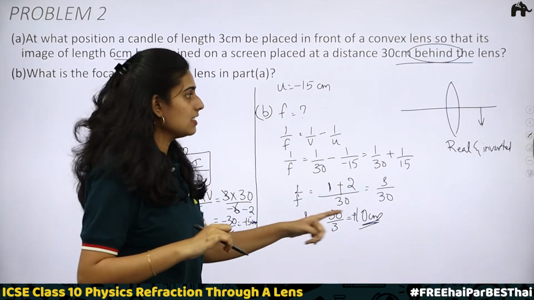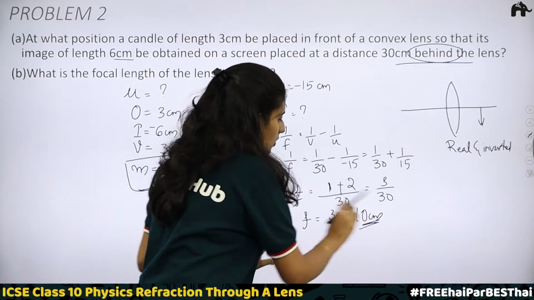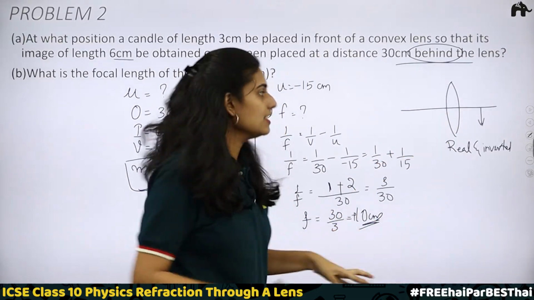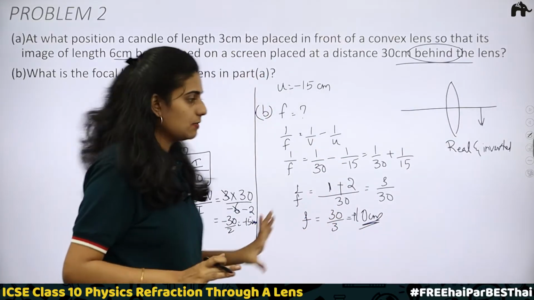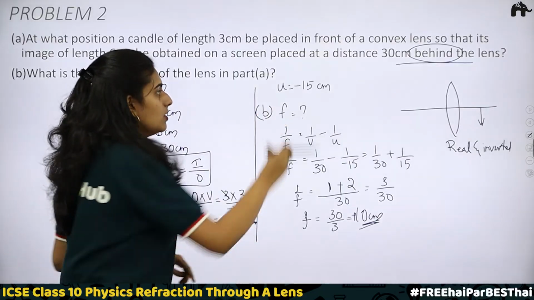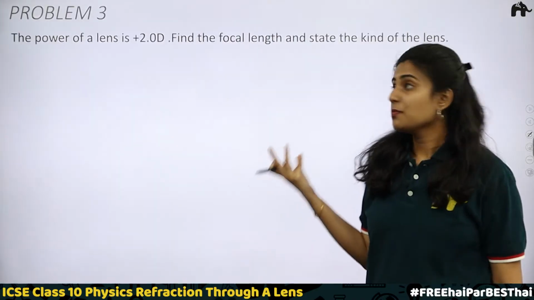Positive focal length, because this is a convex lens. When you get the value, if you are finding the focal length, you should get a positive value, because in case of a convex lens, focal length will always be positive. Focal length is positive 10 centimeter, and the object distance also we have determined, which is minus 15 centimeters. Okay, next problem number 3.